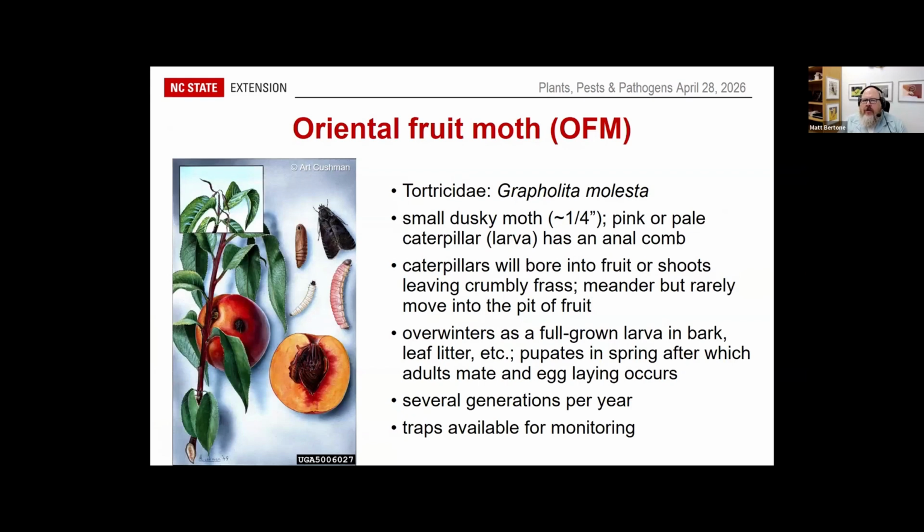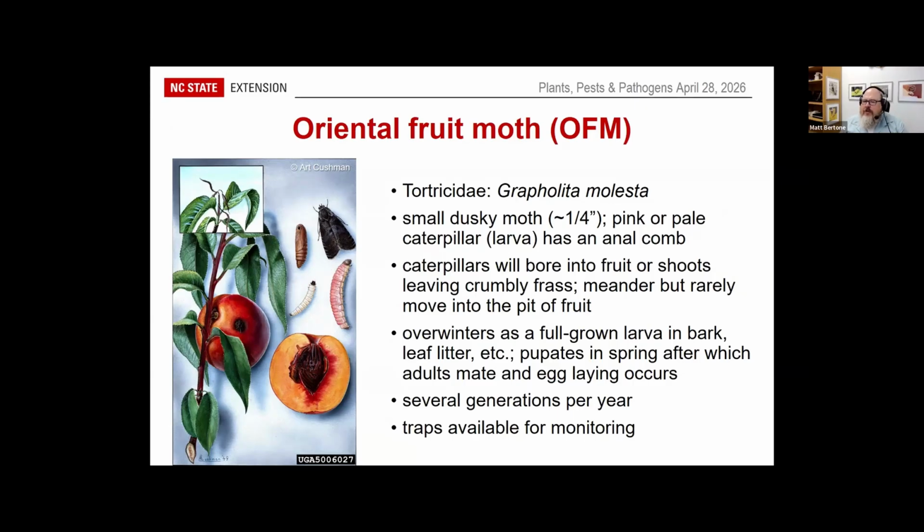Oriental fruit moth, or OFM, is a tortricid moth, and you're going to see that's a very common family of moths that attack these types of things. Grapholita molesta is the species. These are small, dusky moths with pink or pale caterpillars that have an anal comb. And although that sounds strange, I'll show you it in a second, and it'll all make sense, hopefully.